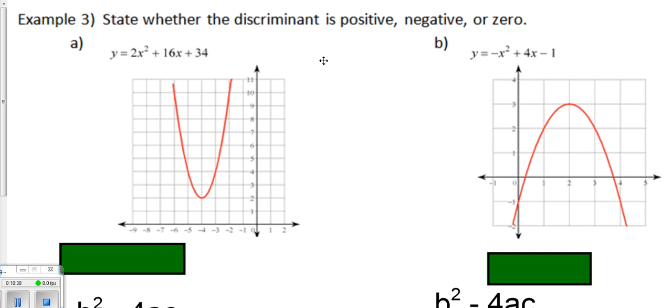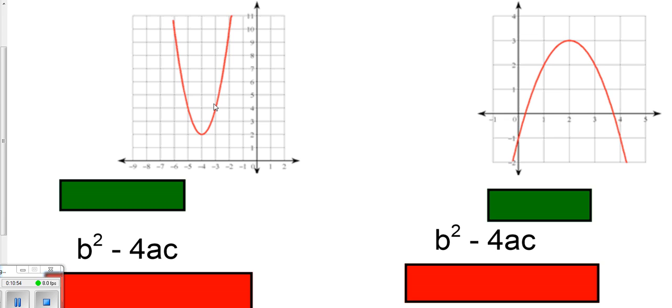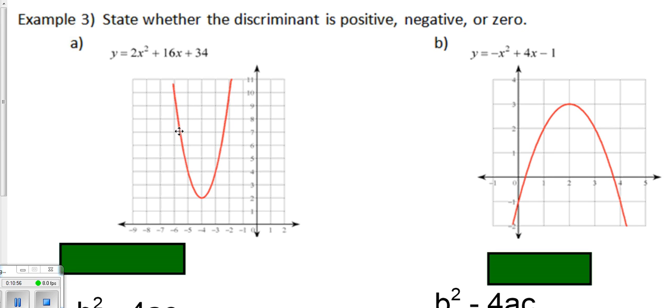Example 3, A and B. State whether the discriminant is positive, negative, or 0. Just by looking at the graph, we should be able to tell what b squared minus 4ac is. We don't have to plug these in to find that out. We can just look at the graph and check it. Because this graph does not touch the x-axis at all, we know that it is negative.